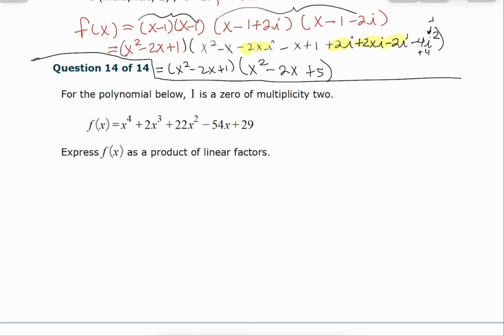Now question 14 says, for the polynomial below, 1 is a 0 of multiplicity 2. So it says express f of x as a product of linear factors. So this is what we know. We know that x minus 1 goes into it twice. So that means we're going to take it out twice. So I'm going to use synthetic division first. So I'm just going to set up my synthetic division box.